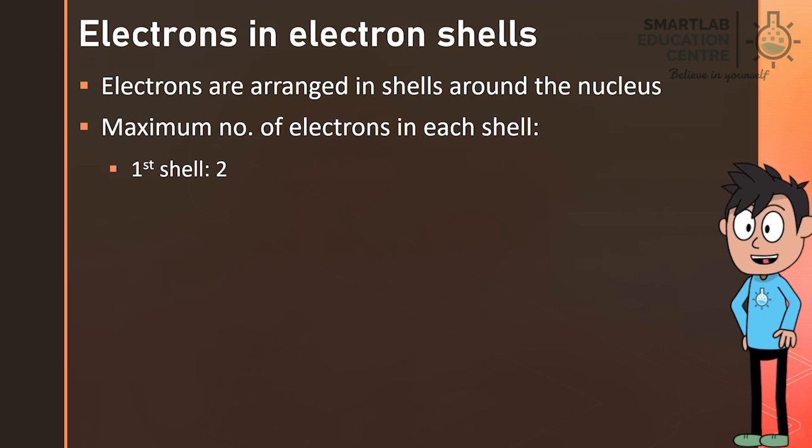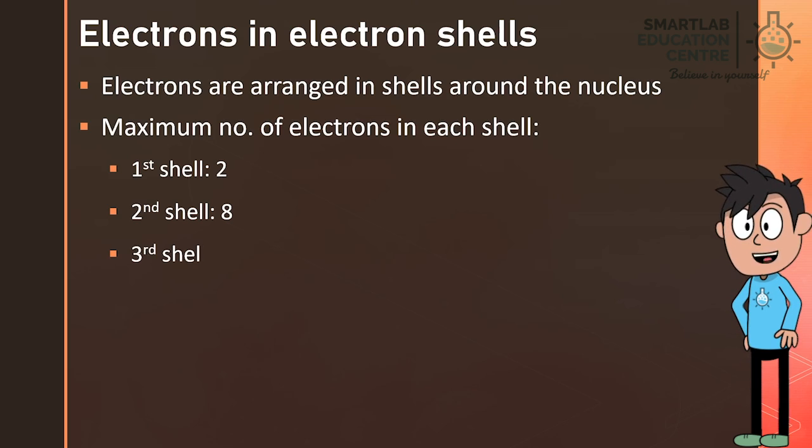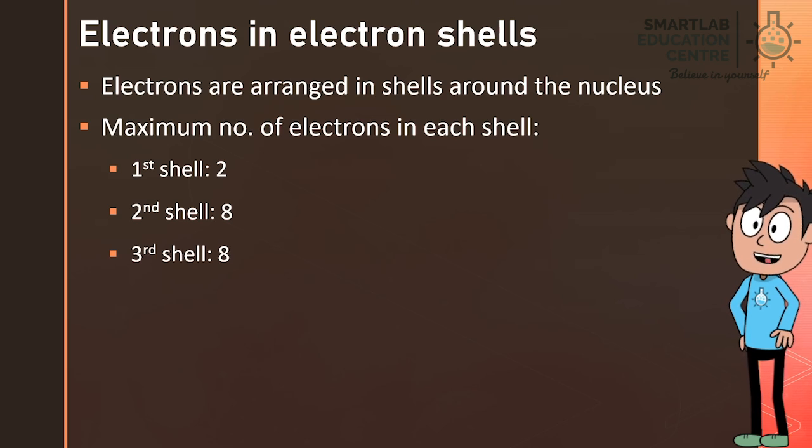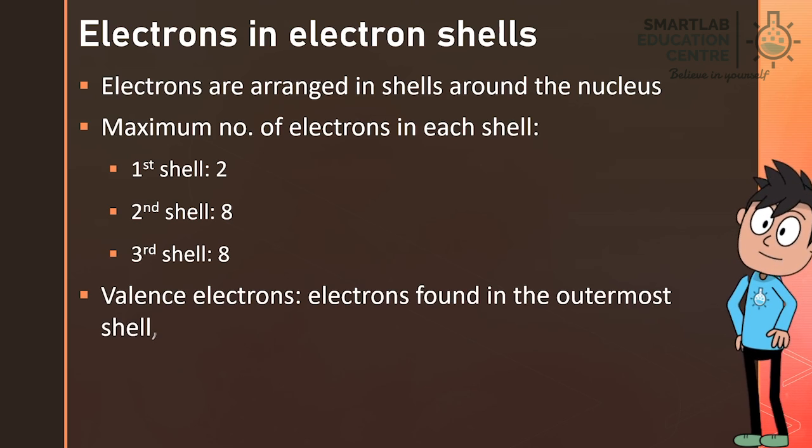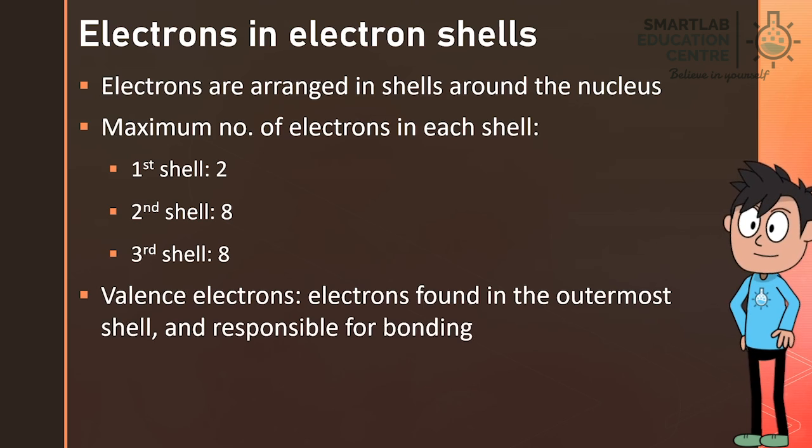The first shell can have a maximum of 2 electrons. The second shell can have a maximum of 8 electrons. The third shell can have a maximum of 8 electrons also. Valence electrons are electrons found in the outermost shell, and they are responsible for bonding.